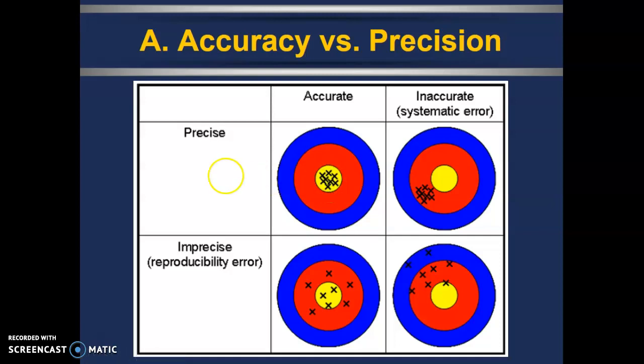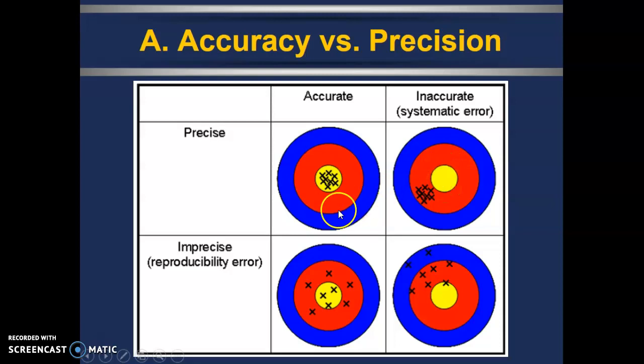Now it is possible to be precise but inaccurate. Your measurements can be clustered very closely together and repeatable, but they're really far off from the target, so they are not correct. Okay, that is called systematic error when that happens.